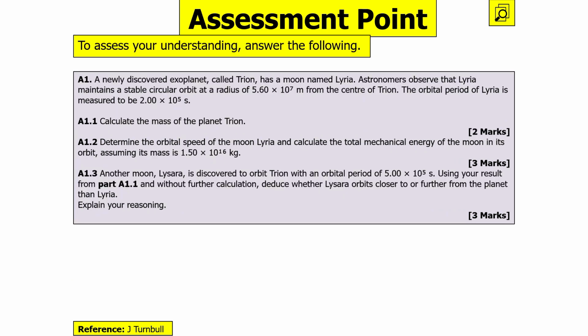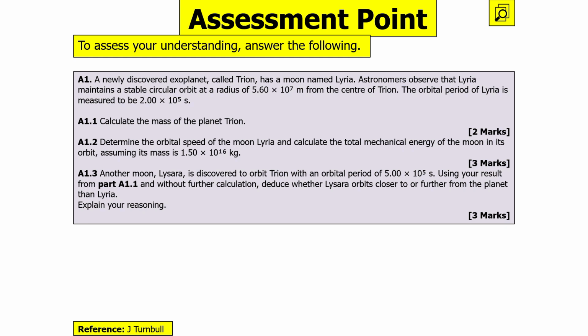A newly discovered exoplanet called Trion has a moon named Lyraea. Astronomers observe that Lyraea maintains a stable circular orbit at a radius of 5.6 times 10 to the 7 meters from the center of Trion. The orbital period of Lyraea is measured to be 2 times 10 to the 5 seconds. So, calculate the mass of the planet Trion, determine the orbital speed of the moon Lyraea, and calculate the total mechanical energy of the moon in its orbit, assuming its mass to be 1.5 times 10 to the 16 kilograms.